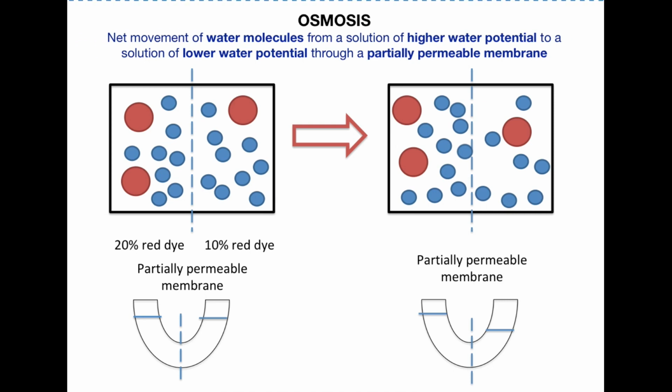So at the bottom of the slide, you see 2 U-tubes. Originally, on the left-hand side, we can see that the U-tube has the same water level on both sides, although the red dye concentration is different. However, as water molecules move during osmosis, this water level will change. As water molecules move from a region of higher water potential, which is the right-hand side, to a region of lower water potential, which is the left-hand side, we can see the left-hand side water level rising while the right-hand side water level drops.